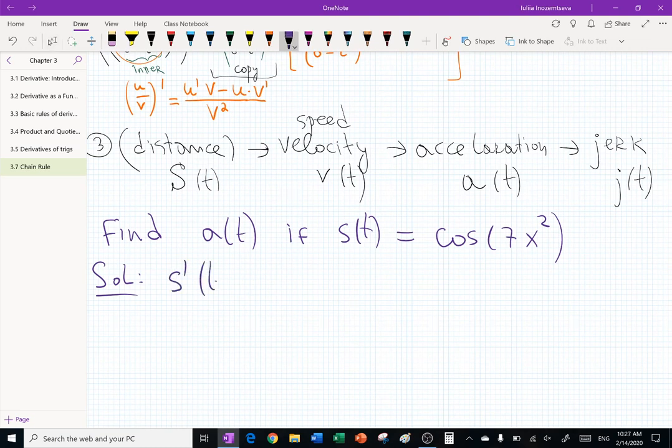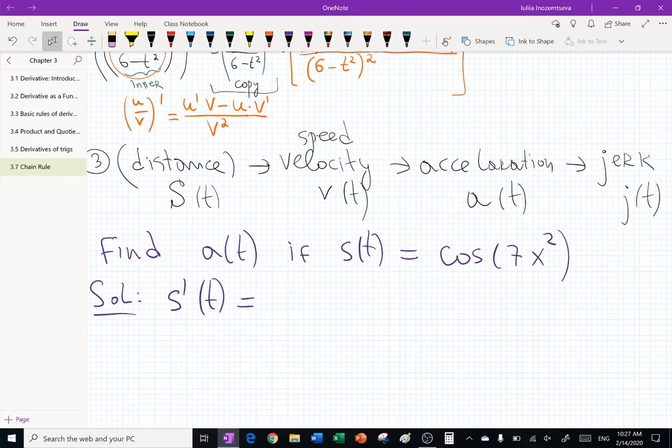Okay, S prime of t is the derivative of the cosine. I see cosine right away. The derivative of the cosine is negative sine, good job. Sine of (7x) squared. Done or not? Yes, and this is where you will get credits, if you don't forget that there's something going on inside. There's a function hiding inside. I never mentioned that, and we're not going to tell you to use chain rule to differentiate. You have to decide by yourself.